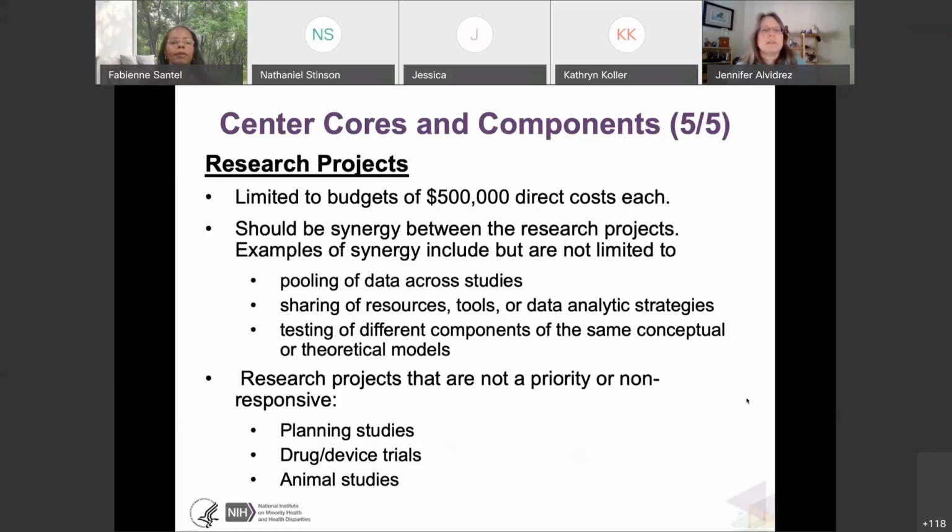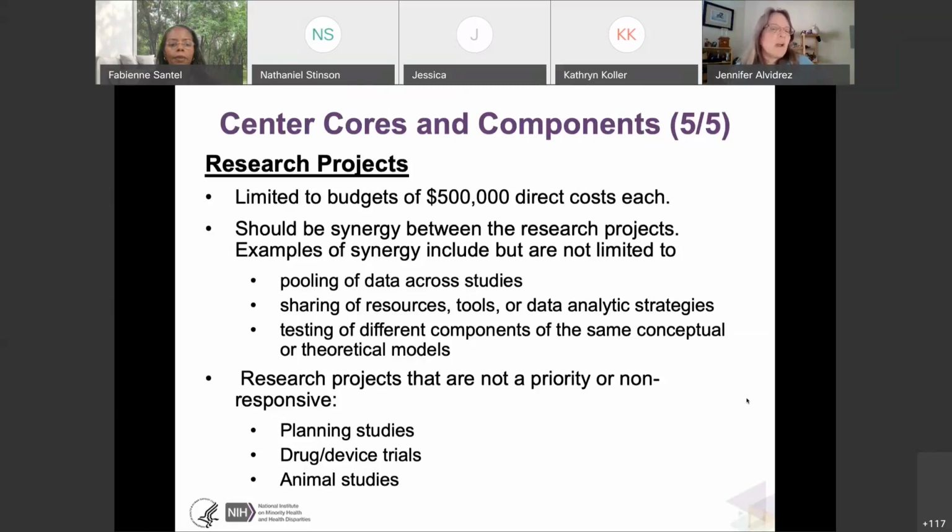So the research projects are limited to budgets of $500,000 direct costs annually each, not including consortia F&A. And there should be synergy between the research projects so that the sum is greater than its parts, and not that the research projects are completely independent from one another. Examples of synergy include, but are not limited to, pooling of data across studies, sharing of research materials, resources, tools, data analytic strategies, testing different components of the same conceptual or theoretical model.